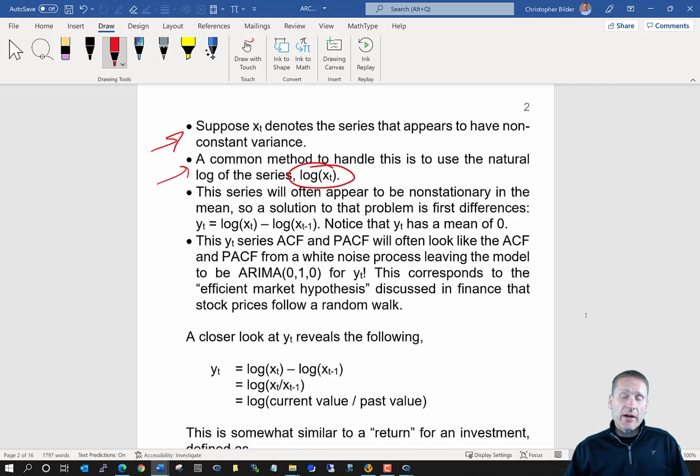Now, even after that transformation, one's often not done, especially for financial time series. One has to deal with non-stationarity in the mean as well. So what one might do is take the first differences of the log of x of t. We'll call these first differences y sub t. Notice that y sub t would have a mean of 0. Then we can plot the ACF and PACF of y sub t, and they look very similar to what we would expect if we had white noise remaining.